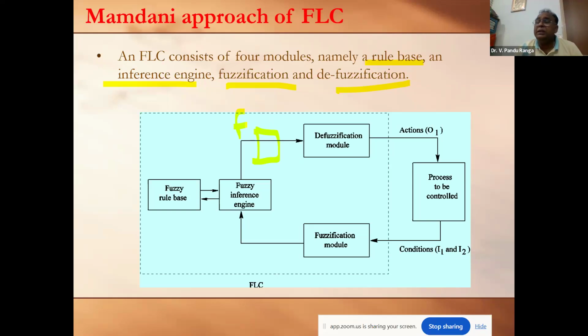Fuzzified output means once again it is in the form of linguistic terms. But if you see that linguistic term, we won't be able to interpret it properly. So to have proper meaning and to obtain proper control action, that fuzzified output needs to be defuzzified, and that will be used to control the process. So this is how a fuzzy logic controller is going to work.